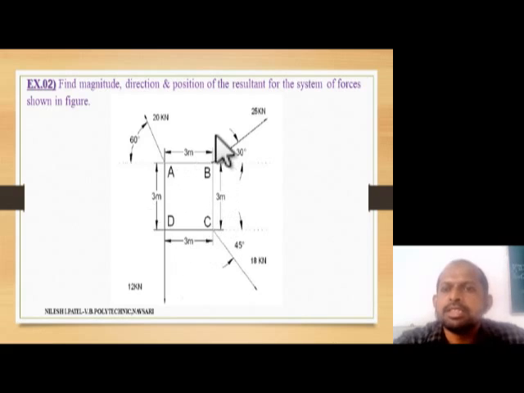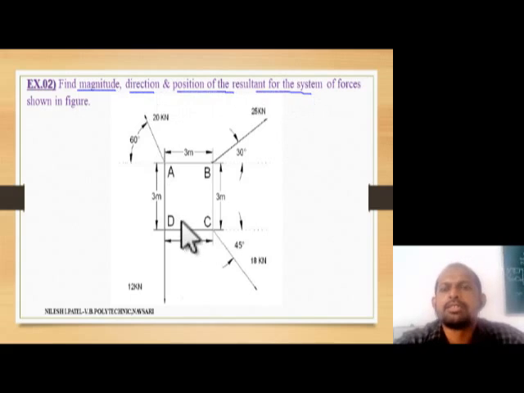So this is the example which is given in your examination or in your textbook. How to solve this example and find out one is the magnitude, another is the direction and the third is the position of the resultant force. So the first step is to find the magnitude, direction and position of the resultant force.